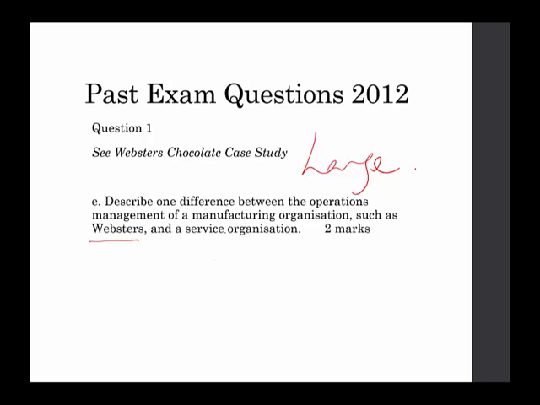In this case, you should provide your own example, and then use your example to actually illustrate what is happening in your answer. So you might just do the tangible, intangible here. So that was from 2012.